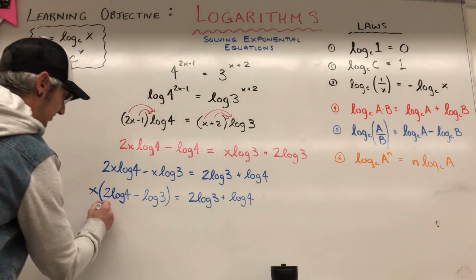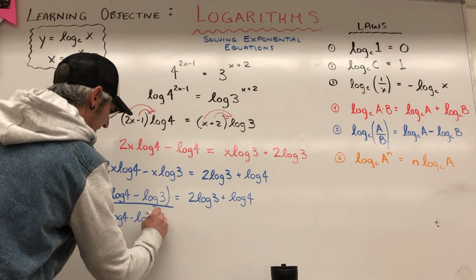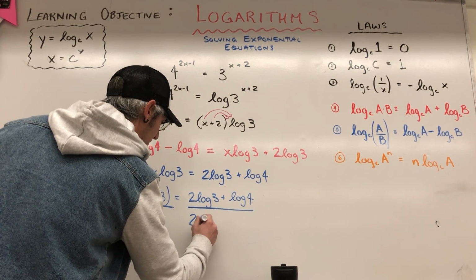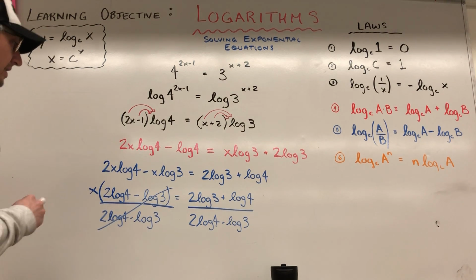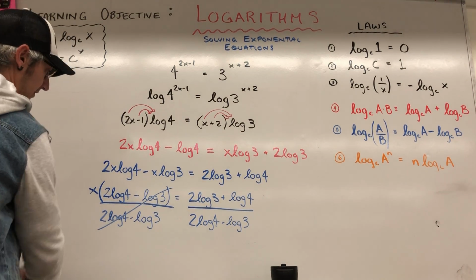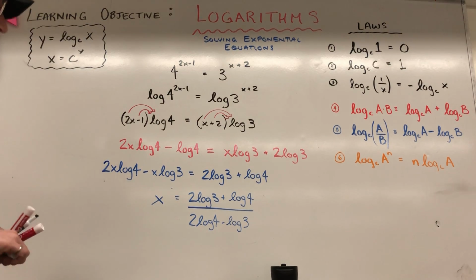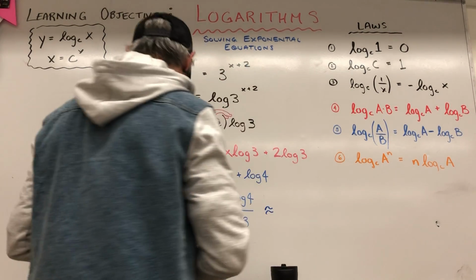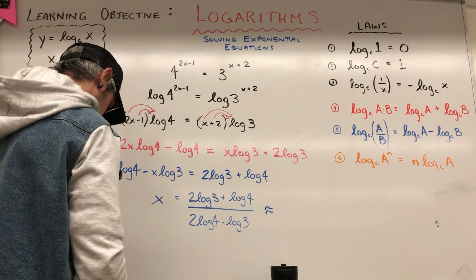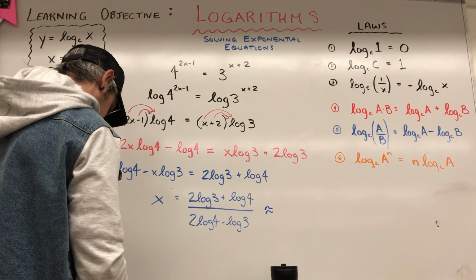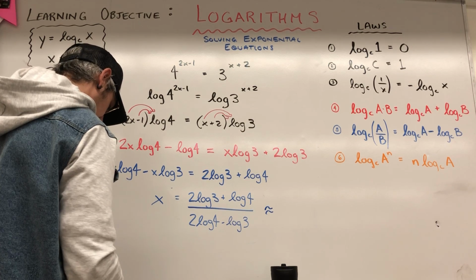And to isolate for x, I can just divide out this whole term here, 2 log 4 minus log 3, because it's just a number. I'm going to divide that over here. That becomes 1. And this is what x becomes equal to. So then I can get rid of all this, and I get x is equal to this. Which, if I throw it into my calculator, 2 log 3 plus log 4, divided by, open bracket, 2 log 4 minus log 3, close bracket, is 2.14.